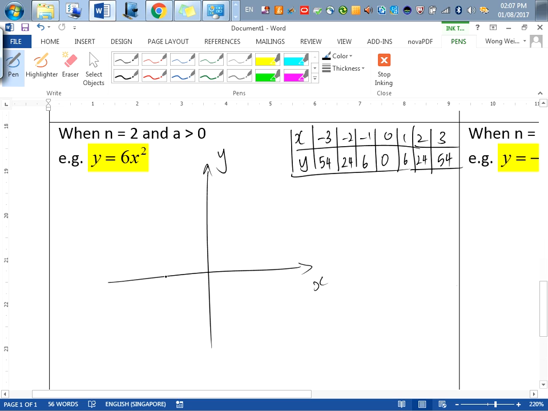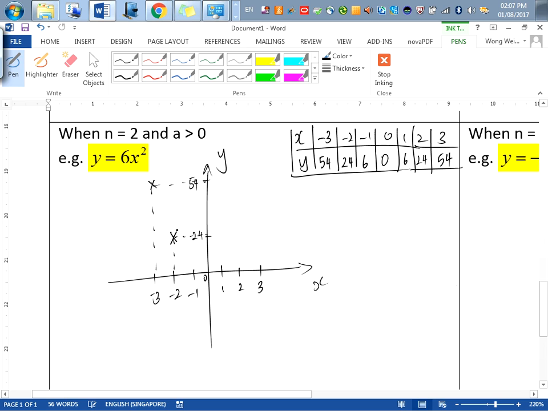When x is equal to -3, what is my value of y? 54. Okay, let's say 54, quite a big number. Let's say it is over here. Okay, this is my first point. Then -2, -1, and 0, 1, 2, 3. So these are the points that I plot so far. -2 and 24. 24 is less than half of 54, isn't it? So a bit less over here, 24. This is a sketch.